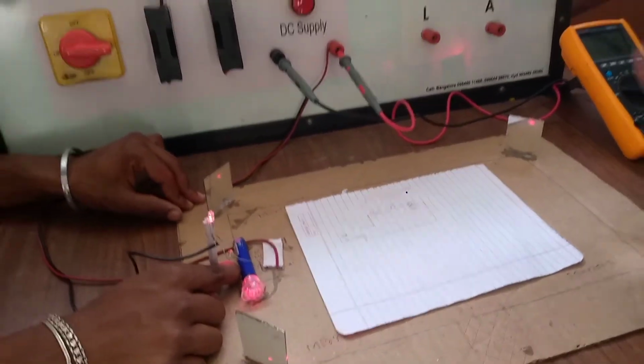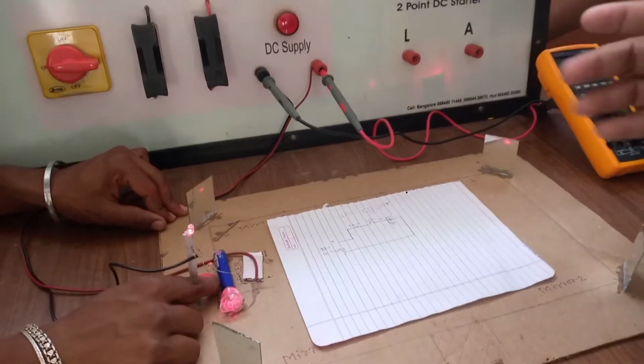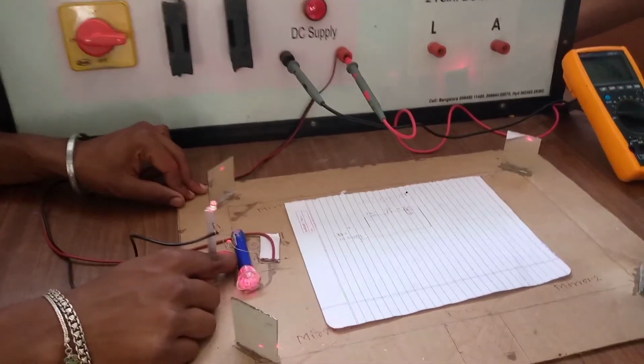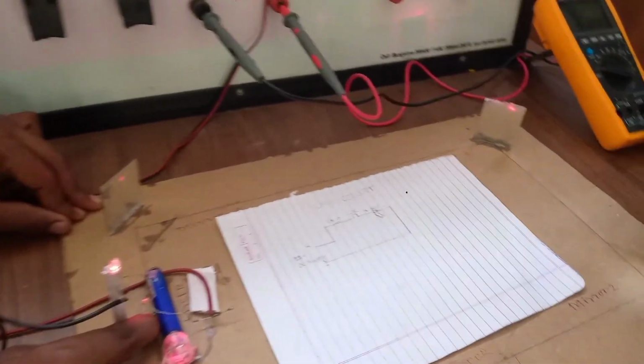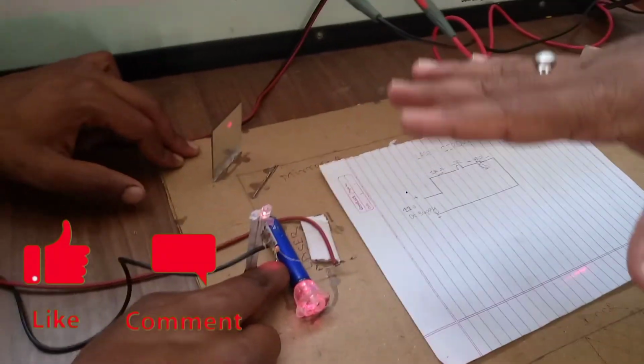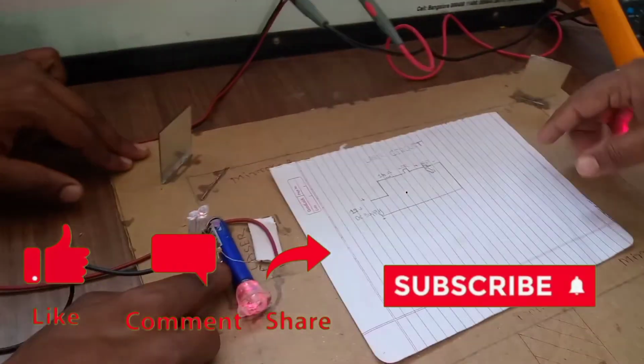Or from outside the house also it will glow. This is a different laser circuit, made for the first time on this YouTube channel. You can see this is the connection and this is the arrangement of the laser security alarm circuit.